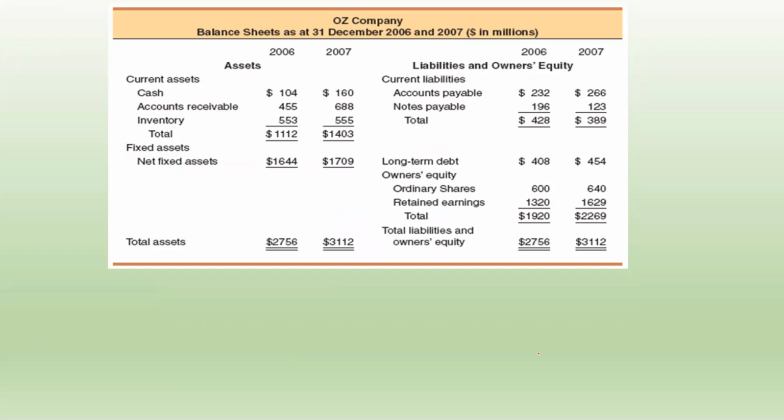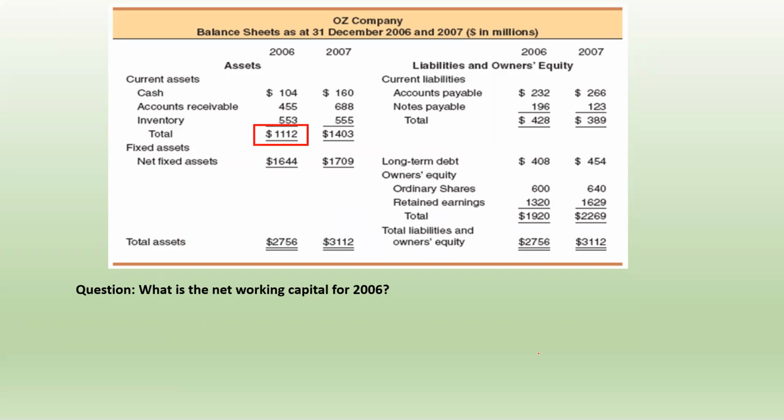So here is one example, a firm called the OZ firm. On the left-hand side, it lists the assets at the end of the years 2006 and 2007. On the right-hand side, it lists liabilities and equities at the end of the years 2006 and 2007 too. What's the net working capital for 2006? Remember, net working capital is the difference between current assets and current liabilities.